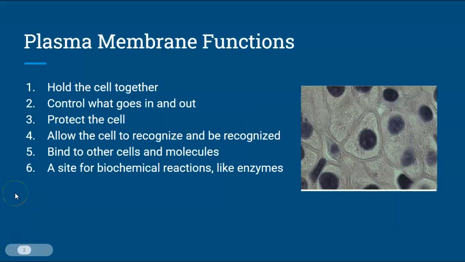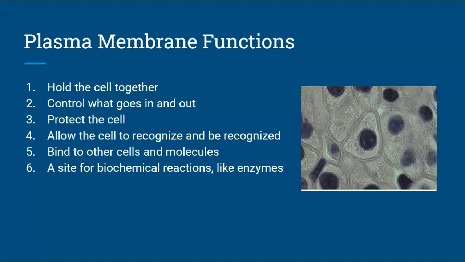So, right off the bat, let's talk about what it does. The plasma membrane is another word for the cell membrane, but basically its main job is to hold the cell together and control what goes in and out of the cell. That is what we're going to focus on a lot, especially in the next set of notes, is transport from in to out of the cell, and then bringing things into the cell as needed.